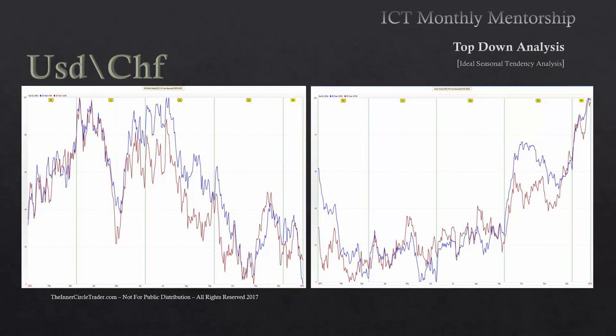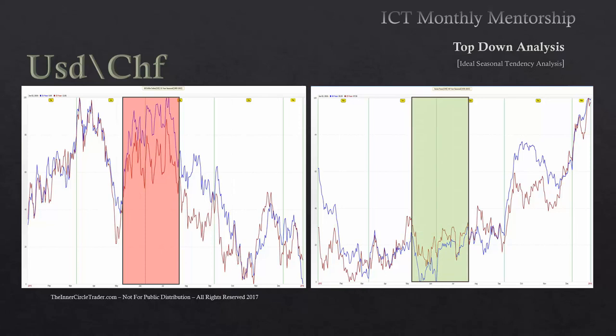Okay, the next pair is the dollar Swissy, or US dollar versus the Swiss franc. Dollar index is on the left-hand side, its seasonal tendency for the futures price of the dollar index. And on the right-hand side, it is the futures chart seasonal tendency for the Swiss franc. Okay, so on the dollar index, we have a seasonal tendency for the dollar to make a seasonal high in the June-July time period. So summer highs forming in the dollar index, and the contrasting low that forms in June-July in the Swiss franc.